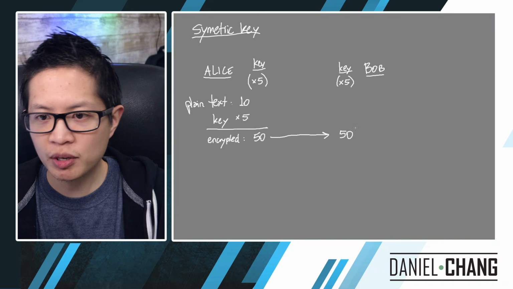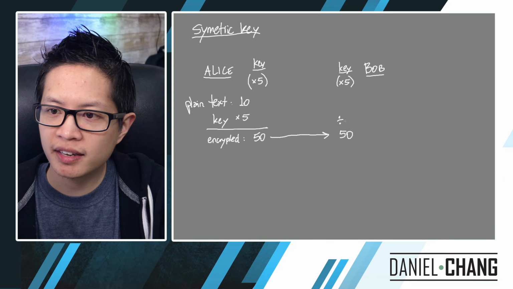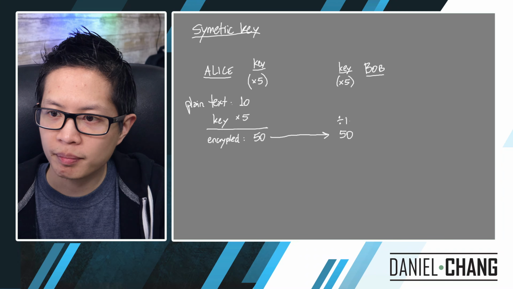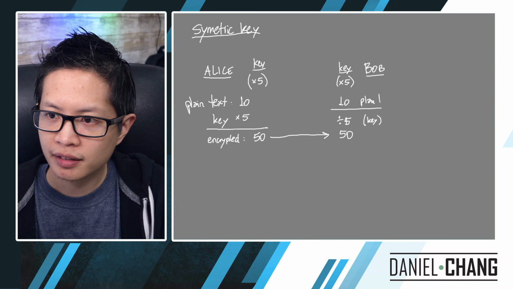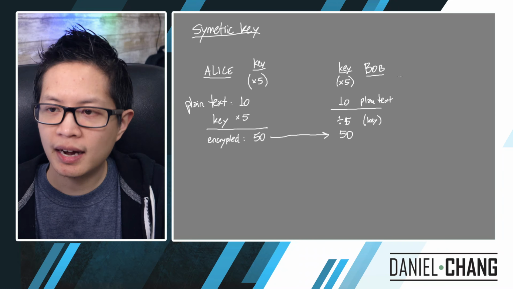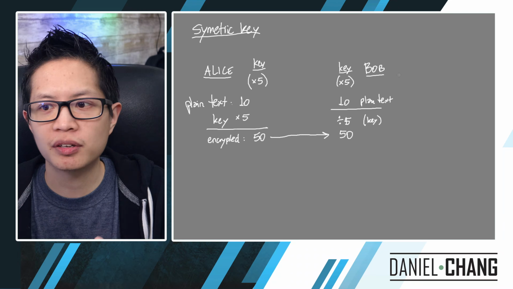So Alice sent the number 50 to Bob. Bob comes over here and basically applies the opposite. Bob divides by 5. This is the key because Bob knows what the key is. And the result is 10, which is the plain text. And that's how, in a very easy way to explain, encryption works.